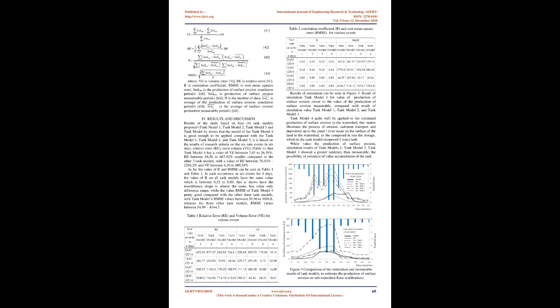It is based on the results of research criteria on the 6 rain events in 6 days, relative error, error volume, VE, Table 1, that Tank Model 4 has a value of VE between 7,43 to 26.39%, between 48,56 to 667,92% smaller compared to the other 3 tank models, with a value of between 70,93%, 2384,2% and VE between 4,10 to 480.38%. As for the value of R and RMSE can be seen in Table 1 and Table 2.